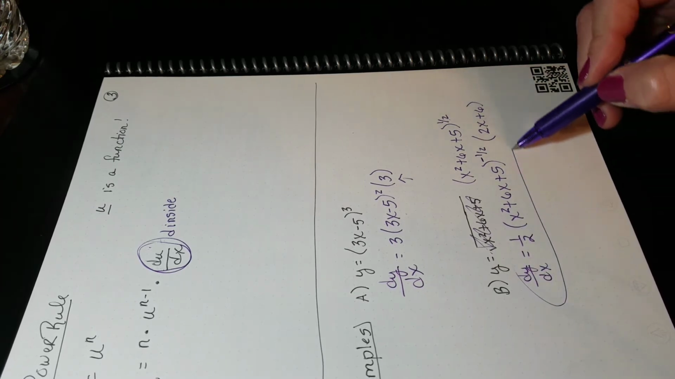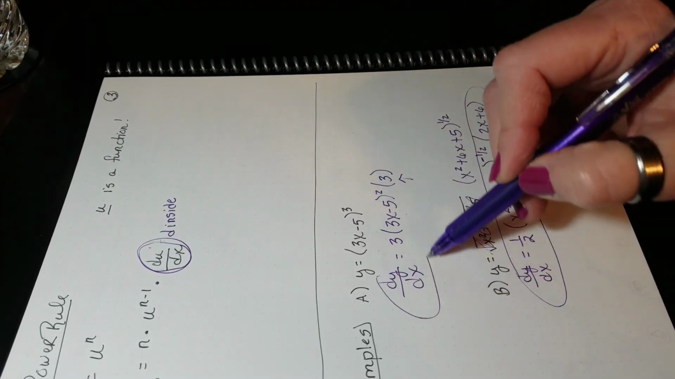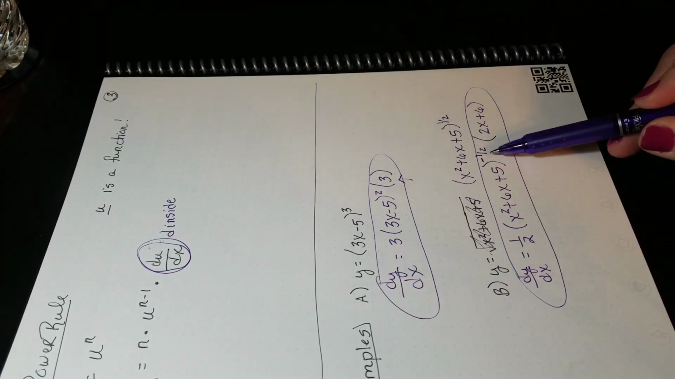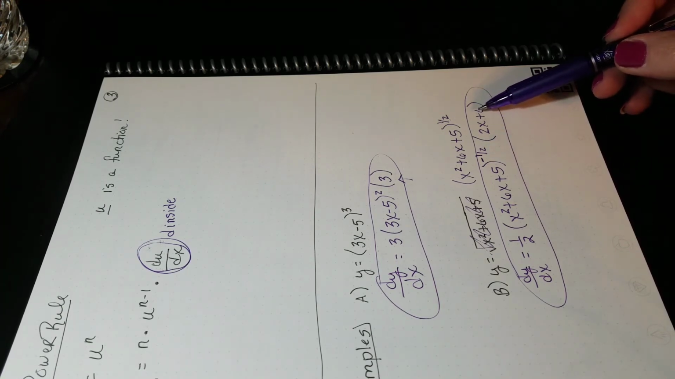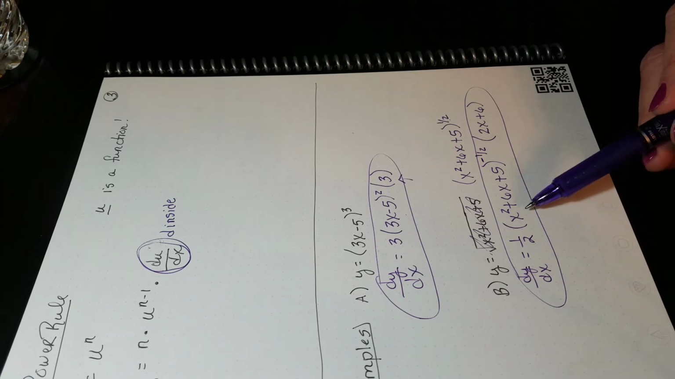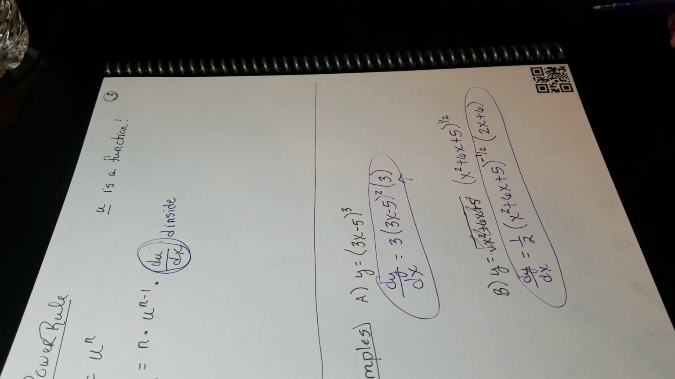Now, if you had to simplify this, which, guys, we're just practicing on the rules right now, we don't have to simplify. Remember, negative exponents would say put this on the bottom. So you would have 2x plus 6 over 2 times the square root of x squared plus 6x plus 5, the negative 1/2 taking it to the bottom. So there's the 3 rules.